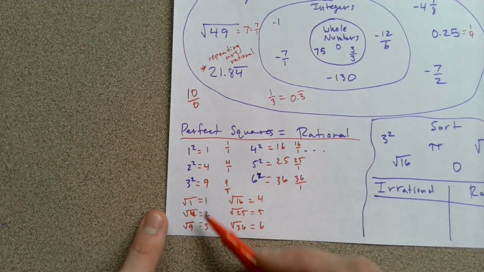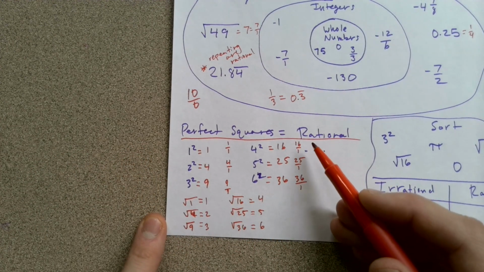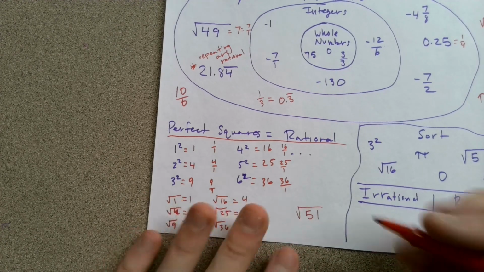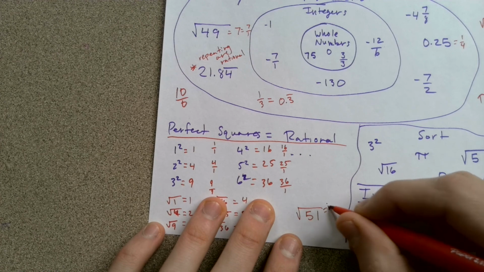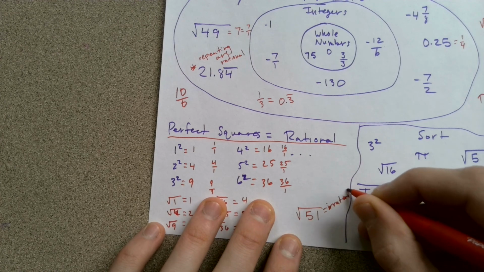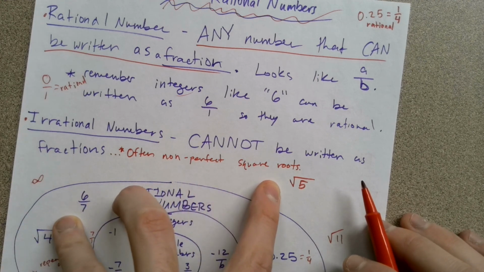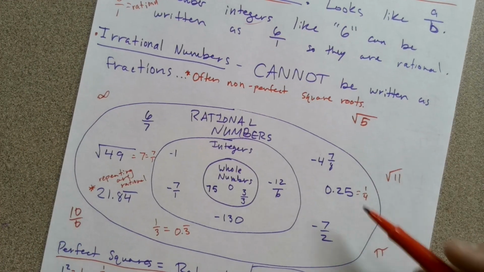So if we have these perfect squares, they are rational. Those imperfect squares, so if I had something like the square root of 51, that is not rational. That is irrational. And that's when I come up here. I said often non-perfect squares, square roots are irrational. That's what you'll see a lot. Things like this and this.